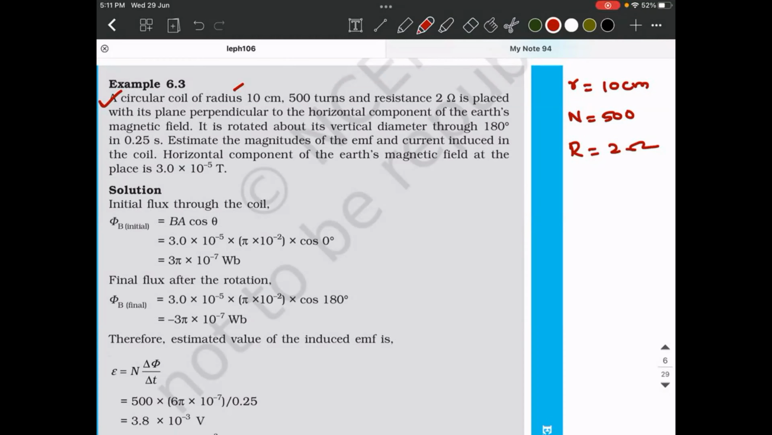Now I need to take the initial magnetic field to be how much? Earth's magnetic field is found to be 3 into 10 power minus 5 Tesla. I hope there is no doubt in that. So what is the initial area? Pi into r square. So pi into 10 power minus 2, the whole square. How much is that? So 10 power minus 2 times pi meter square. Is that clear? Am I clear with these 2 points?